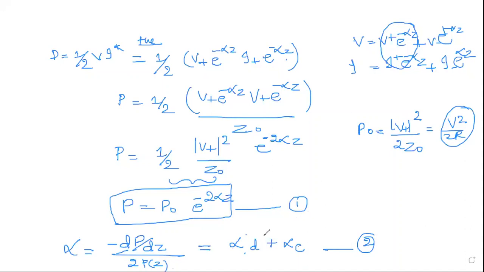Here alpha D is your dielectric attenuation constant, alpha C is ohmic attenuation constant.